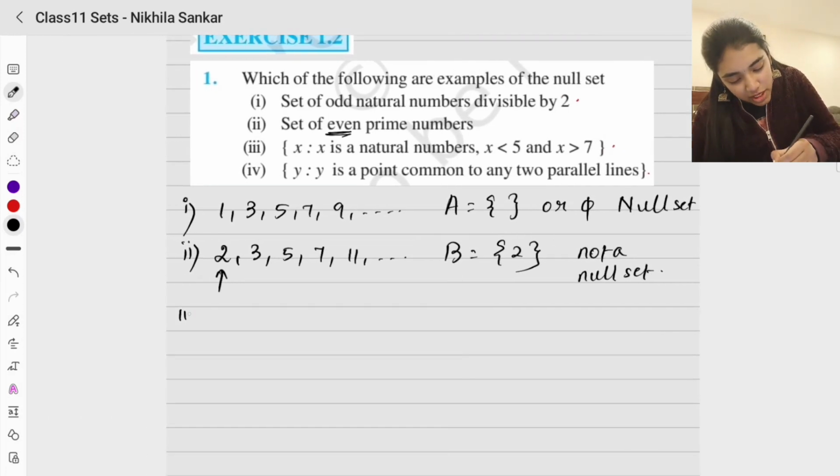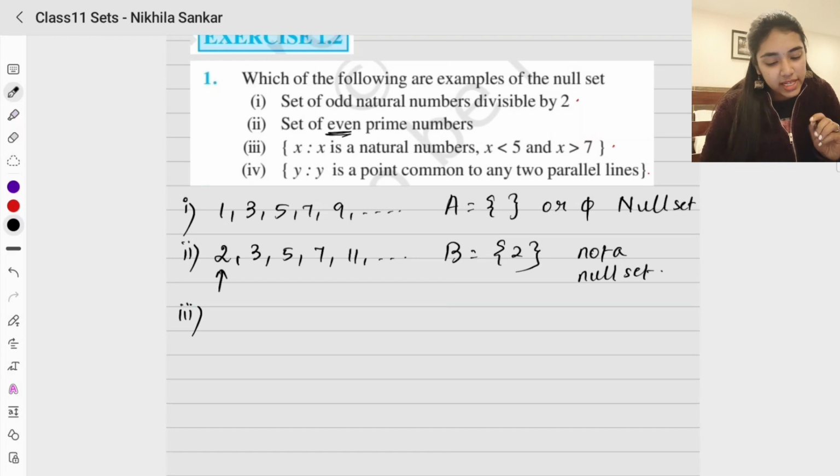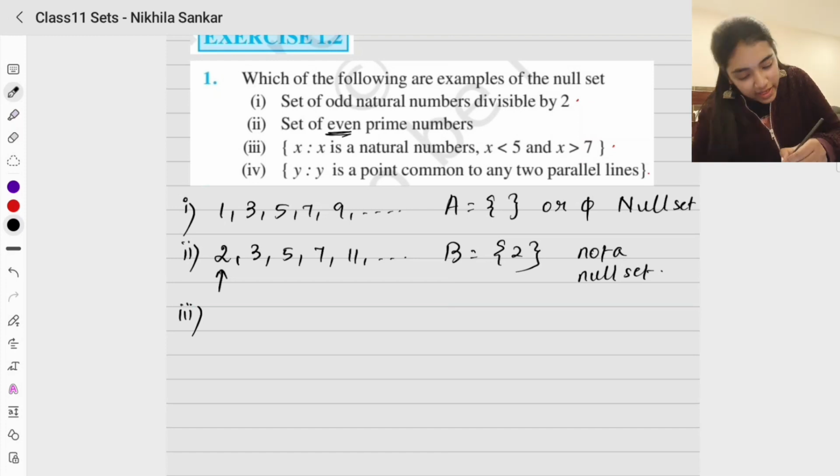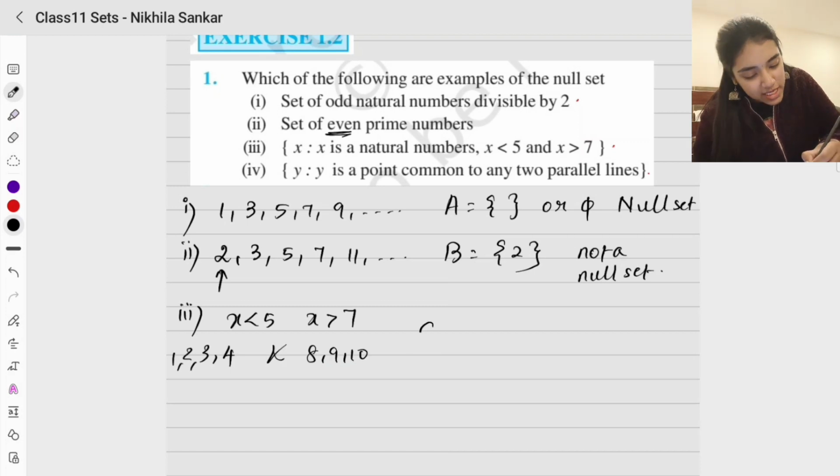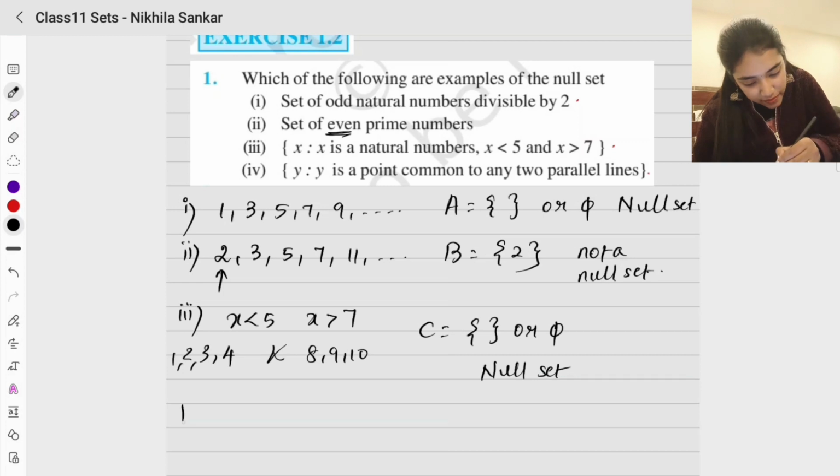Okay, third subsection, x such that x is a natural number where x is less than 5 and x is greater than 7. X less than 5 means 4, 3, 2, 1. In that, x greater than 7 means I'll have 8, 9, 10. What are the common elements? There are no common elements, which means C is going to be an empty set or a null set. So this is again going to be a null set.